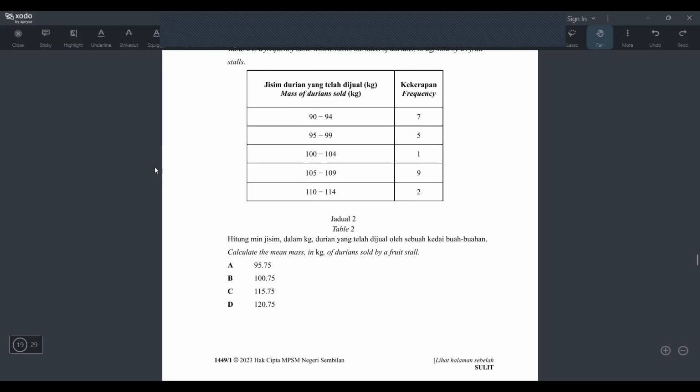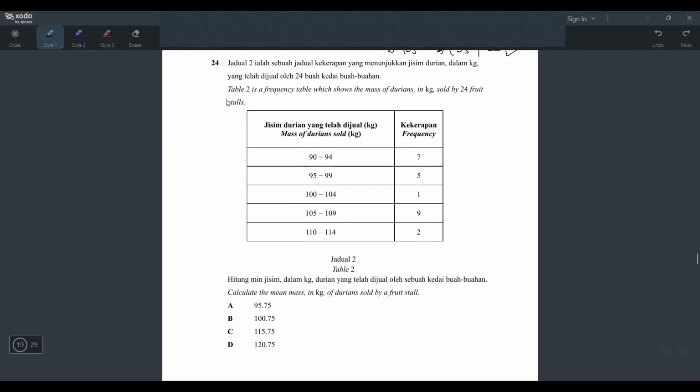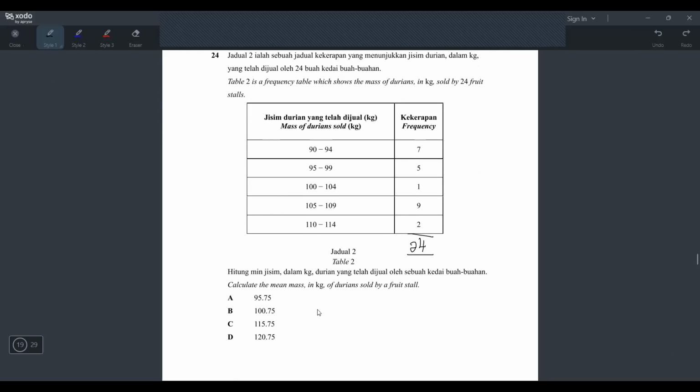Okay. Let's continue. Number 24. Table 2 is a frequency table which shows the mass of durians in kg sold by 24 fruit stalls. So I think 24 is the total frequency, and this is grouped data. So this is the mass of durians sold. Calculate the mean of the durians sold. Yeah, this one I revised so many times with my students in class, right?